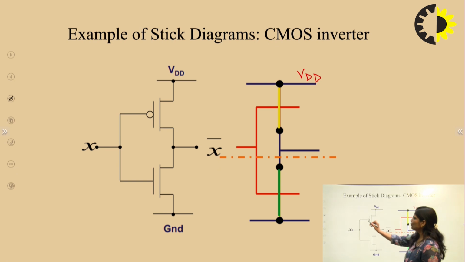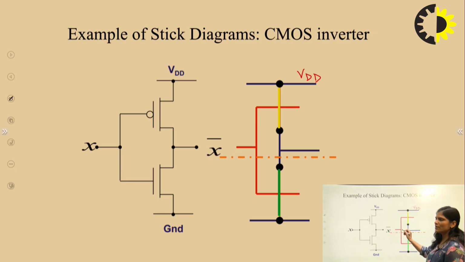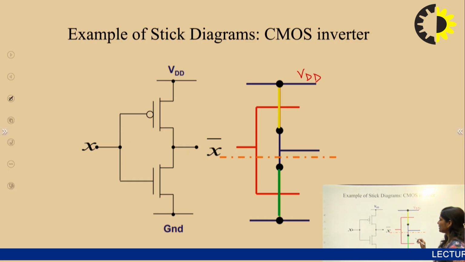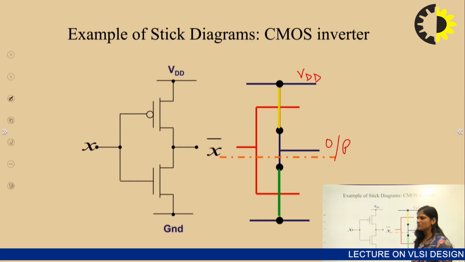Now here there is an input X, and X is connected to this PMOS and NMOS. So input is a polysilicon line, so it is of red color. So we have to show it like this, and this is your output. So this is a stick diagram of the CMOS inverter.